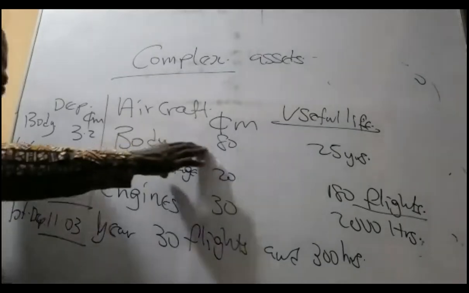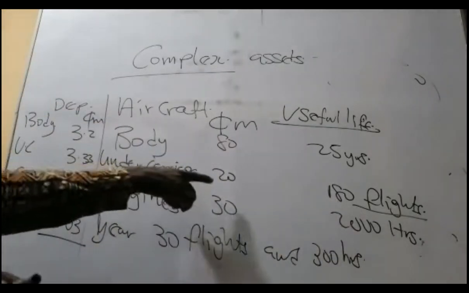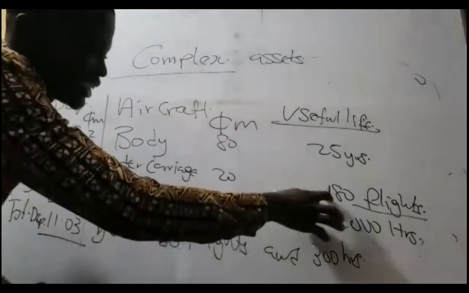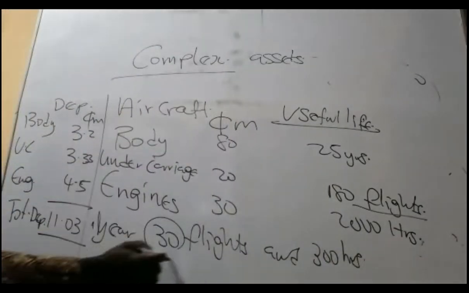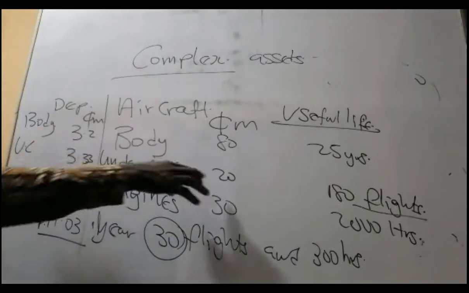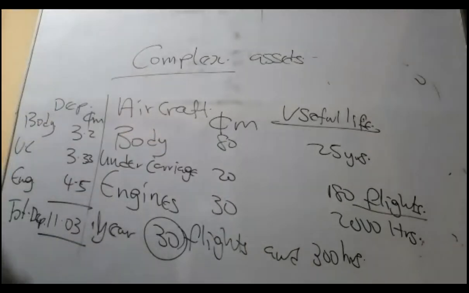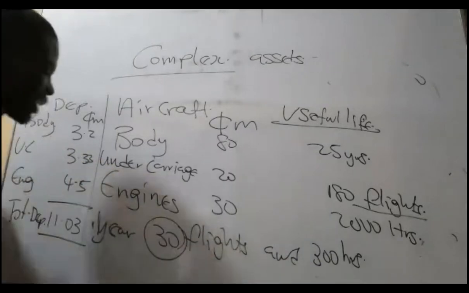So you pick the body, divide by 25, and get the answer. You pick the undercarriage, so the depreciation will be 20 million over 180. Just like here, for the first year, the aircraft had 30 flights, so the depreciation for that year will be 30 times the 20 divided by 180. And the same will be applied to the engines because they had 300 hours.